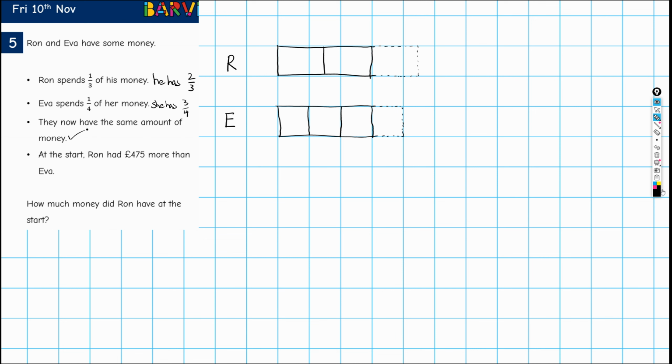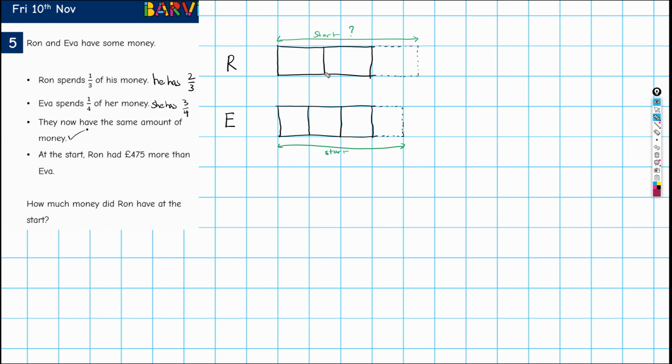Okay, so this is how much they had at the start. And this is actually where our question is. This is the value that we want to find. Okay, so at the moment, let's have a look at this. At the moment, we have different value parts. These are not equivalent to these, but we can make them so.